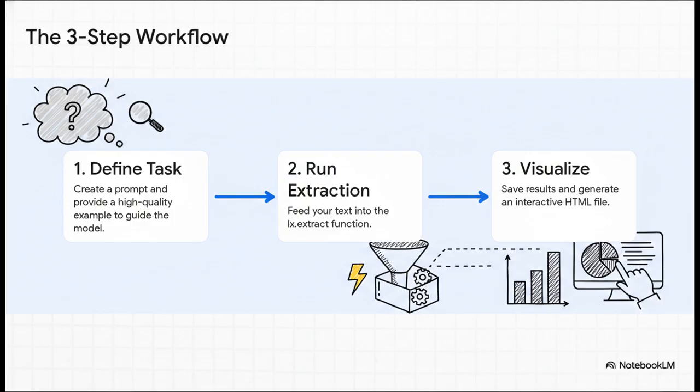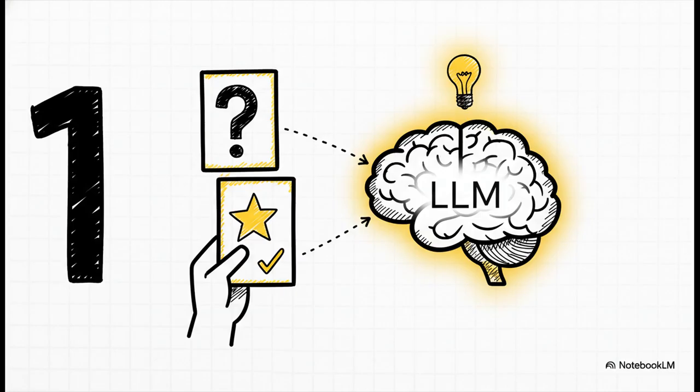1, define your task. 2, run the extraction. 3, visualize the results. That's the whole workflow. Let's take a super quick look at what that actually looks like in the code. Step 1, defining the task. This is all about teaching the model what to do.